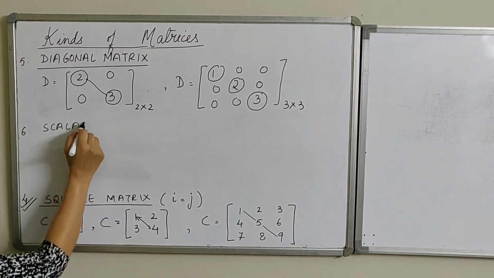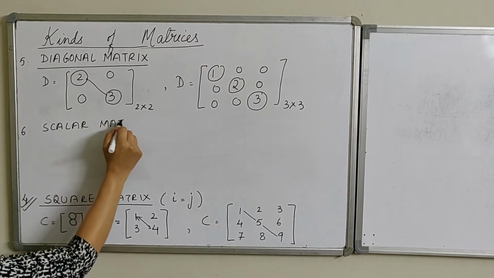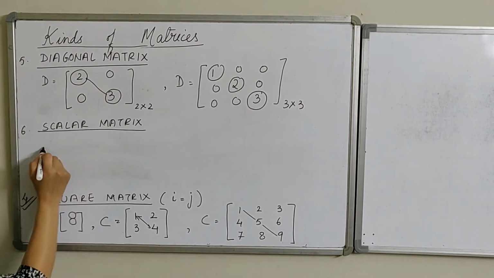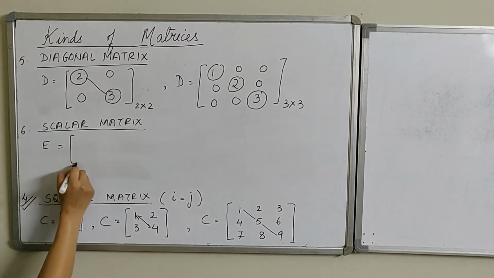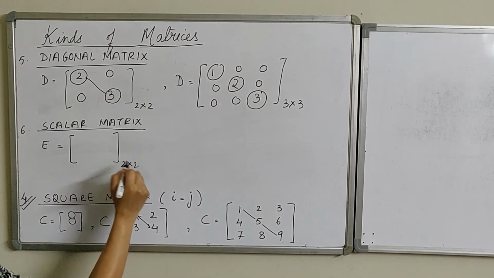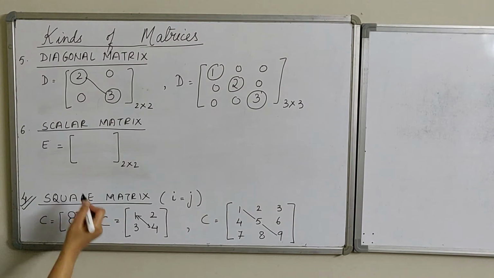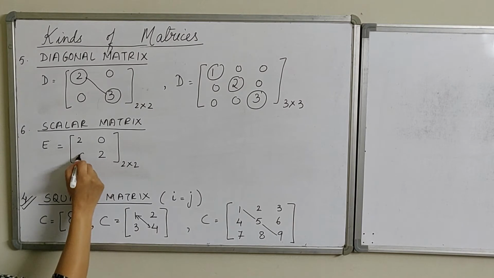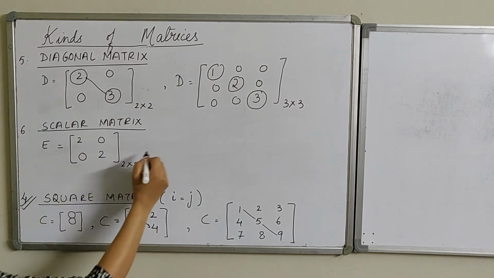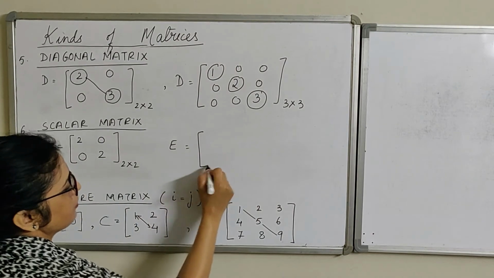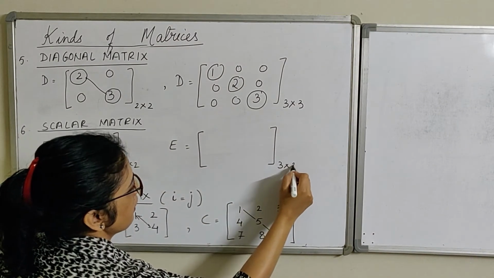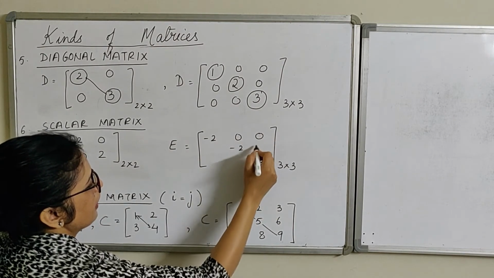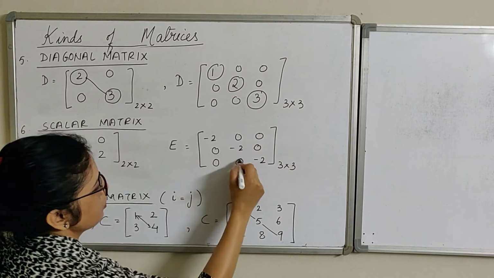Scalar matrix. A scalar matrix is again another kind of square matrix. Let's represent it by E. Once again, taking an example of a 2 by 2 square matrix. Here once again the diagonal elements are non-zero and they are the same, and the off-diagonal elements are 0. In a 3 by 3 matrix, each diagonal element is, say, -2, and the non-diagonal elements are equal to 0.